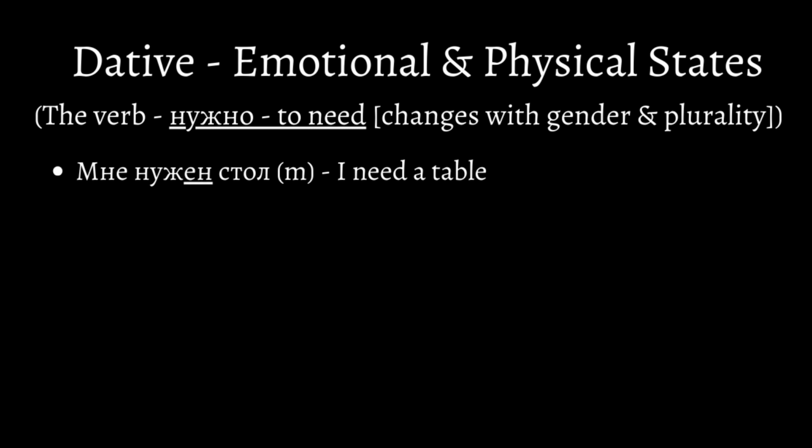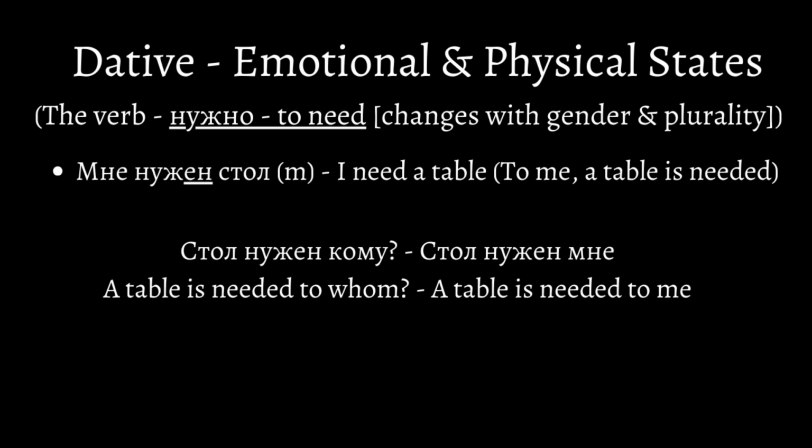Here is an example in the masculine. Мне нужен стол. I need a table. Нужно changes to нужен to fit the masculine noun стол. This phrase doesn't really mean I need a table as much as to me a table is needed. Стол нужен кому? Стол нужен мне. A table is needed to whom? A table is needed to me. It's also possible to rephrase it, but nobody speaks like this. That's why we need a better translation, like I need a table.